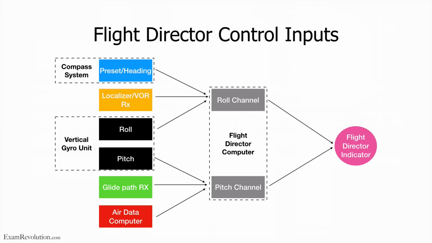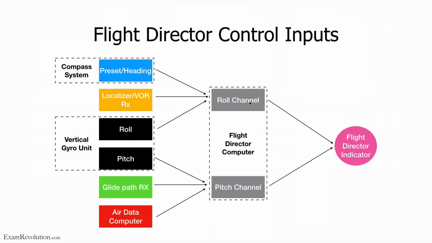And here are the basic control inputs. So here's the flight director itself. Now this is obviously the cross or the bat wings that I've shown you. And the flight director itself gets its inputs from quite a few things. Now, it gets its input from the compass system, which can be a preset or a current heading. So let's say you're flying on a heading 360 and you want to turn onto a heading of 010, so you want to turn right a little bit. Well, then you're going to use the heading bug, you're going to set it on 010. Then it's going to send that information to the roll channel. The roll channel is the channel that is responsible, and this is part, by the way, of the flight director computer, so the FD computer.